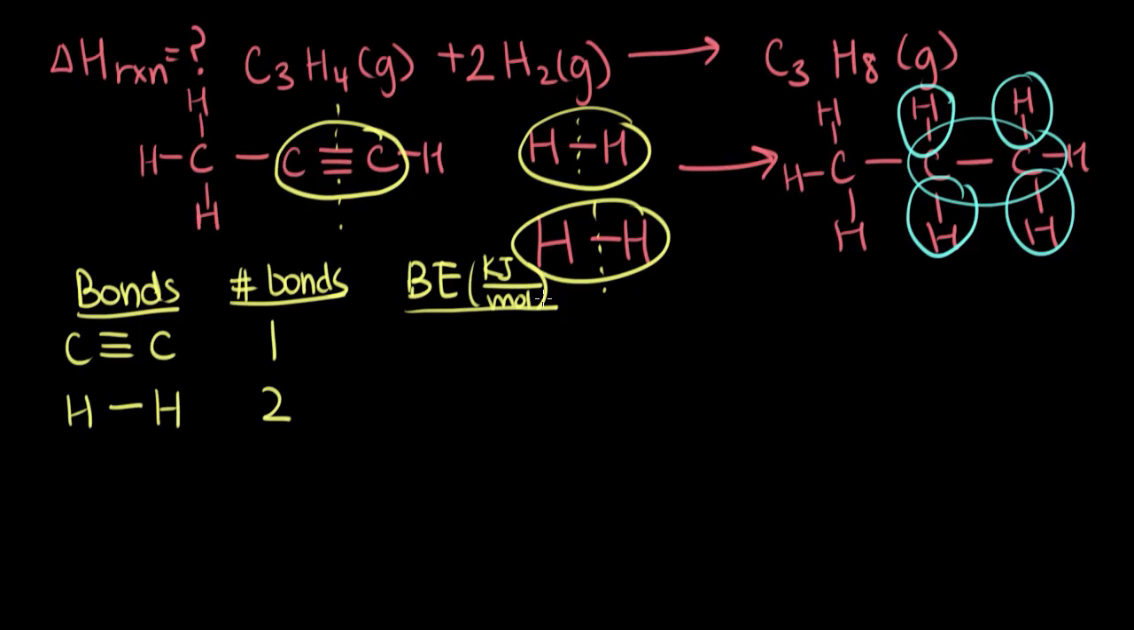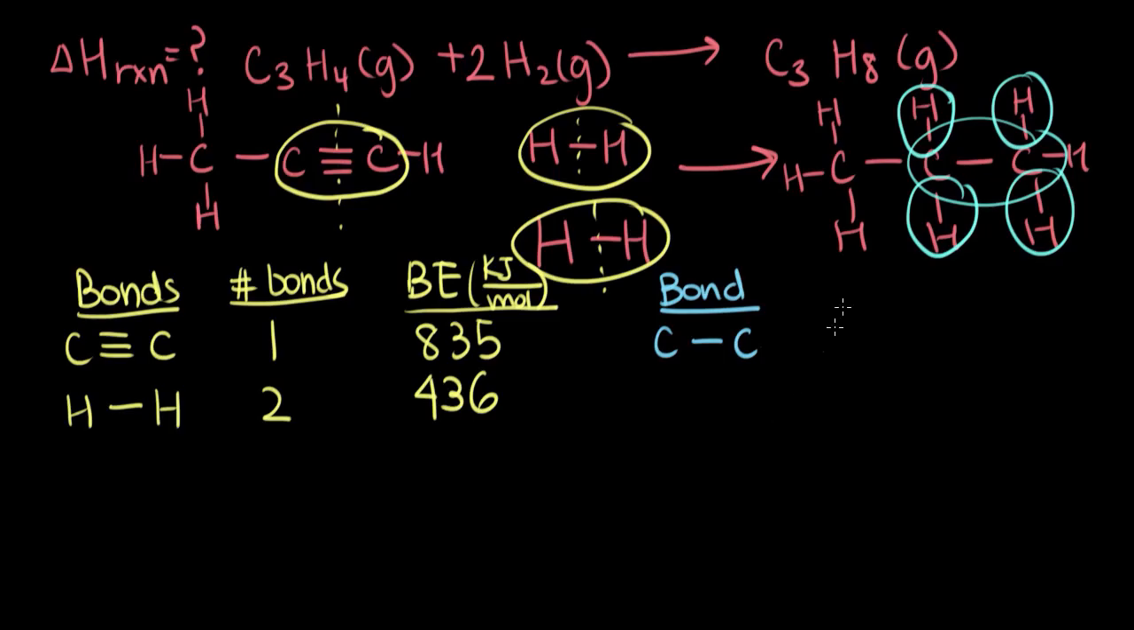Bond enthalpies you can typically look up in your textbook or online, and they usually come in a table of bond enthalpies. The units can be kilojoules per mole. Sometimes you'll also see calories or kilocalories per mole. I already looked up these bond enthalpy values. Carbon-carbon triple bonds have a bond enthalpy of 835 kilojoules per mole, and hydrogen-hydrogen bonds have a bond enthalpy of 436 kilojoules per mole.